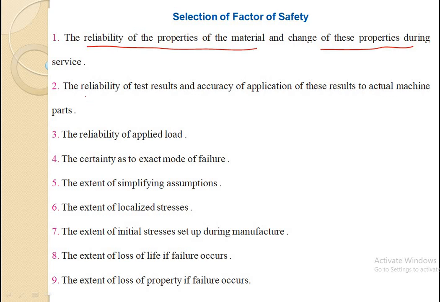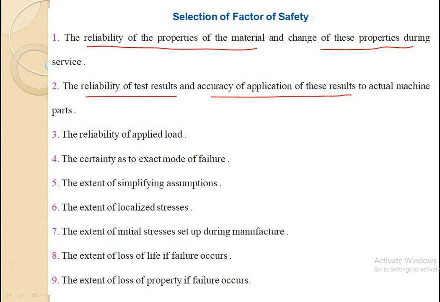The second parameter is the reliability of the test results, the accuracy of application of these results. Means what? Suppose I want to use a certain part for manufacturing of the machine, and we have undergone some testing of that component. We have tested that component for tensile loading, for compressive loading, for hardness, for toughness, and we got some results. And by considering that the results are very good, we are using that component in the actual machine part.